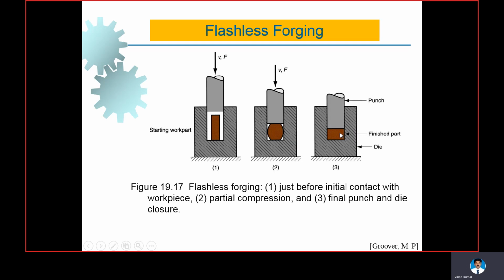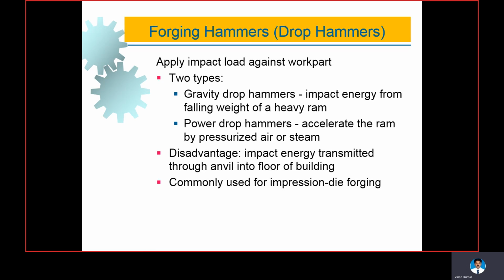Then how do we produce products using forging? What are the machines used for forging operations? We have two types of hammers which can give impact. Impact means sudden load, through which we apply compressive stress and change the shape and size. So we have two types of drop hammers. They are gravity drop hammers, where the impact energy comes from a falling heavy weight called a heavy ram. When it is dropped from a certain height, the sudden impact will deform the material. This is called a gravity drop hammer.